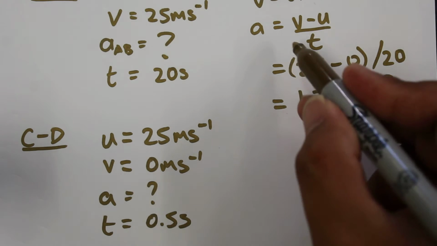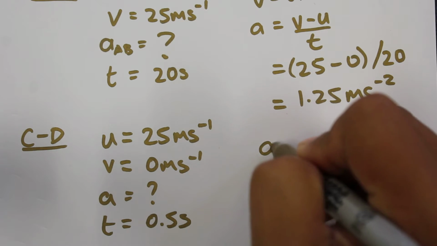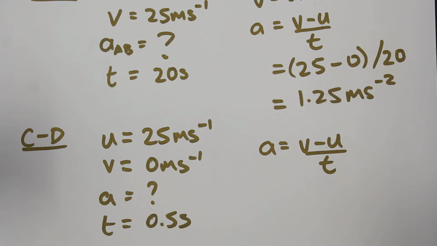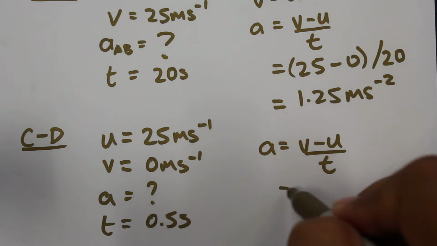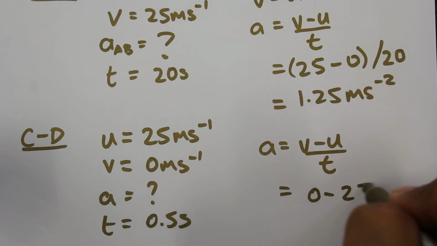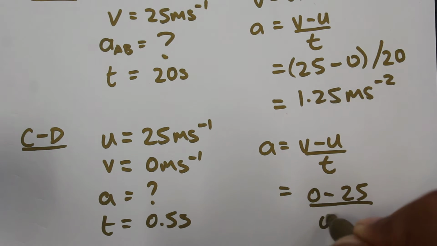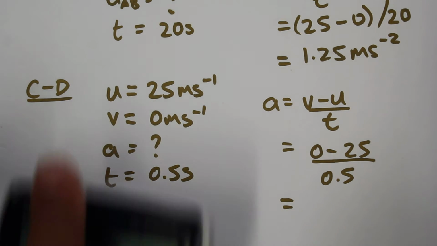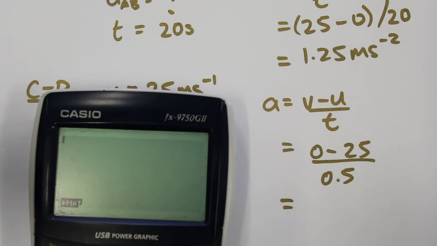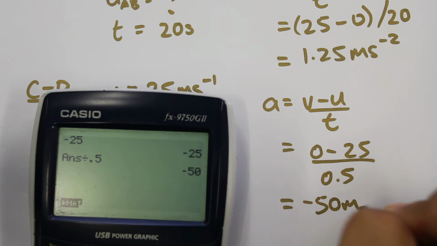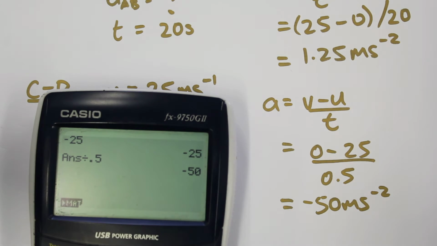Alright, so we use our same equation here. I'm just going to directly use acceleration equal to v minus u divided by time and substitute values into this equation. So 0 minus 25 divided by 0.5. From there, we just put that into our calculator. Minus 25 divided by 0.5, and we get minus 50 meters per second to the negative 2.